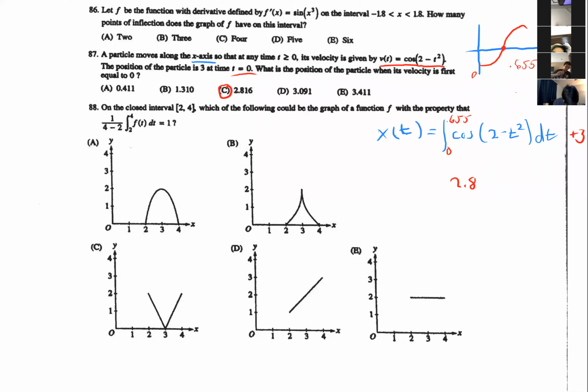Mr. Marston, how'd you get the 0.655 part? You have to graph this on your calculator and then figure out the x-intercept. That's when the velocity is 0. Because it says when is its velocity first equal to 0? So you have to undo the rate of change from 0 to this point here where the velocity is 0. Okay.